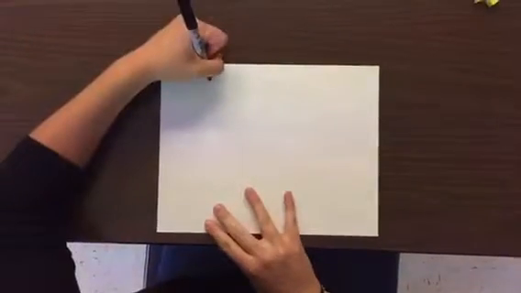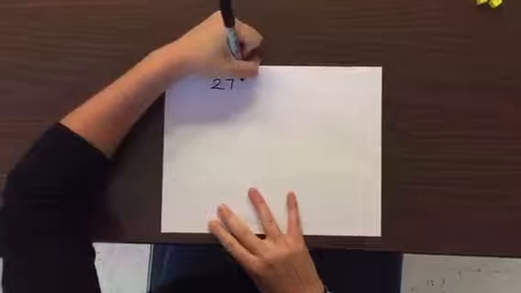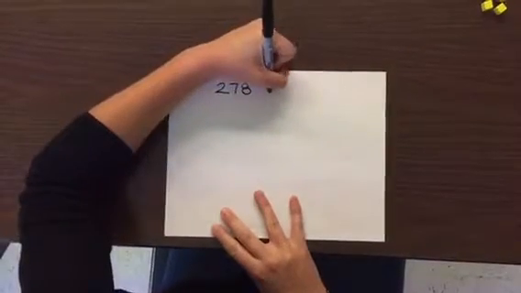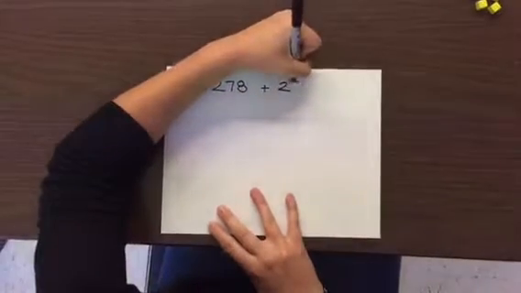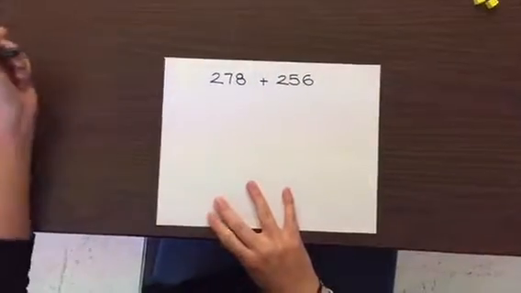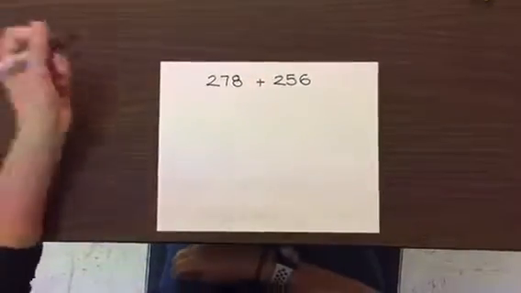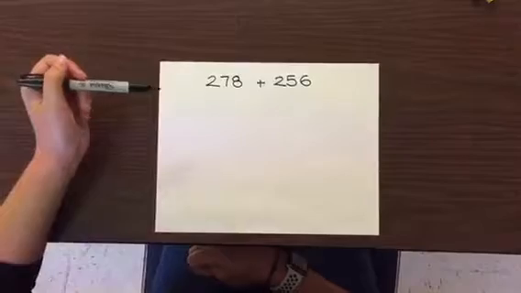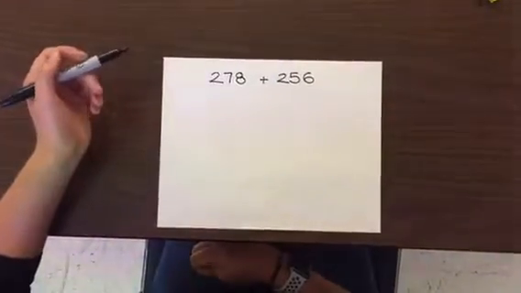Today we will be doing addition by using two 3-digit addends to find a sum. Our first 3-digit addend is 278. Our second one is 256. We can use benchmark estimation to find an estimate for the sum.